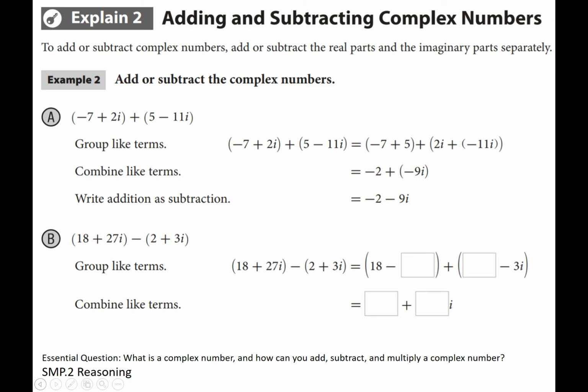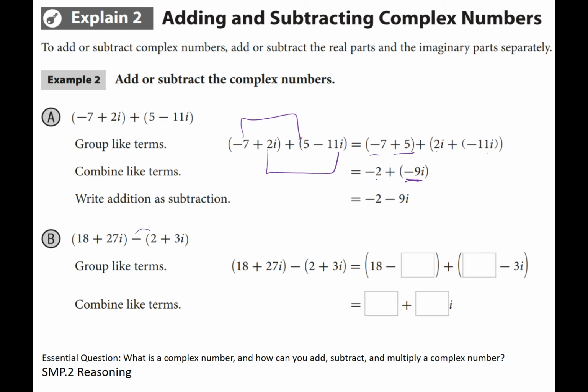So we're going to add and subtract complex numbers now. To add or subtract complex numbers, add or subtract the real parts and the imaginary parts separately. So it's just like we did before. I probably would do this differently. I'm going to do it their way, and then when we get down to the try on your own, I'll show you the way I would do this a lot quicker. Where they want us to group the like terms together. So we're going to put the -7 and the 5 together, and the 2i and the -11i together. We're going to add those numbers. So -7 plus 5 is -2. And the i's are going to act like variables. So 2i minus 11i is -9i, and then we probably just drop the parentheses on it.